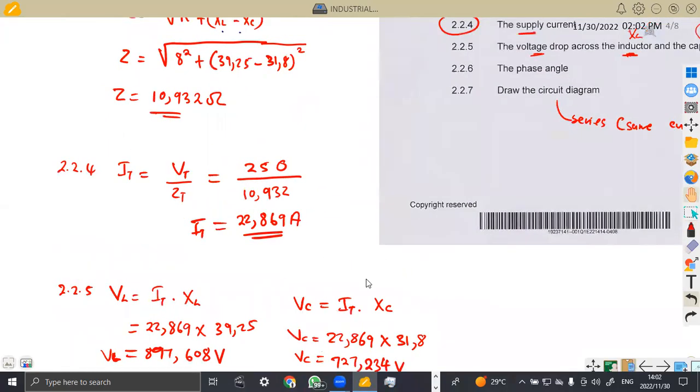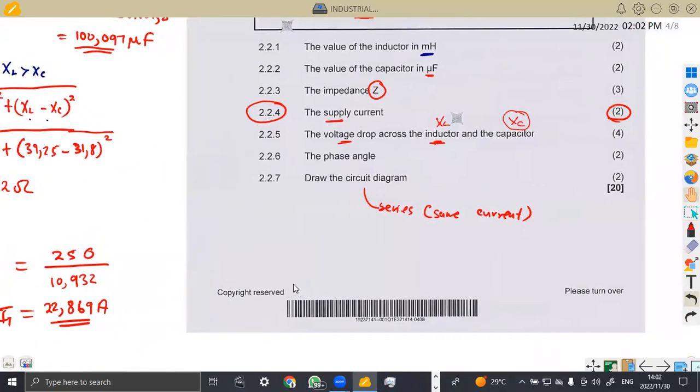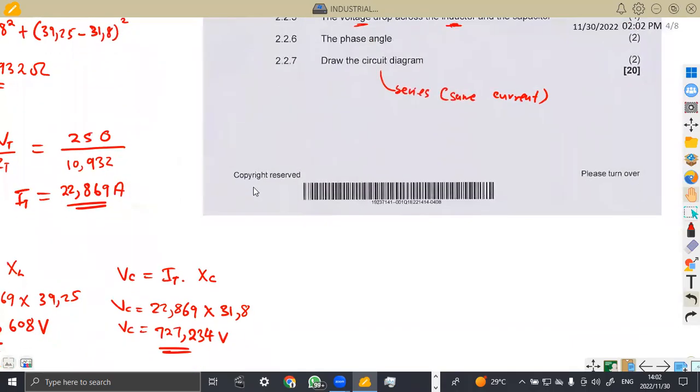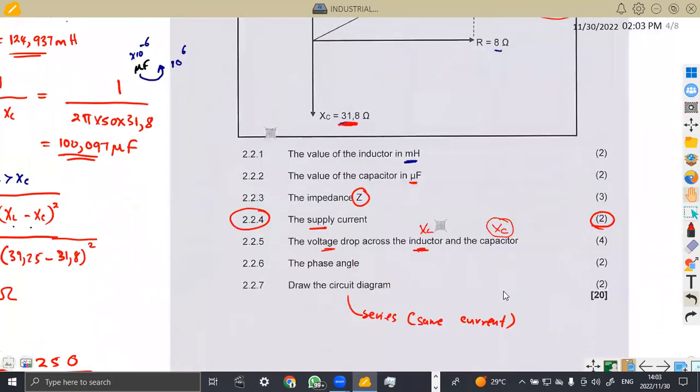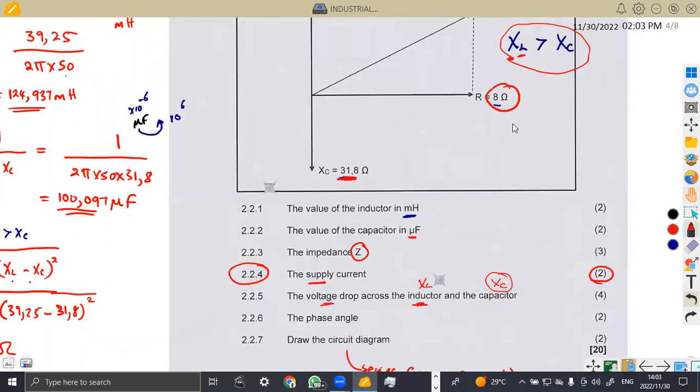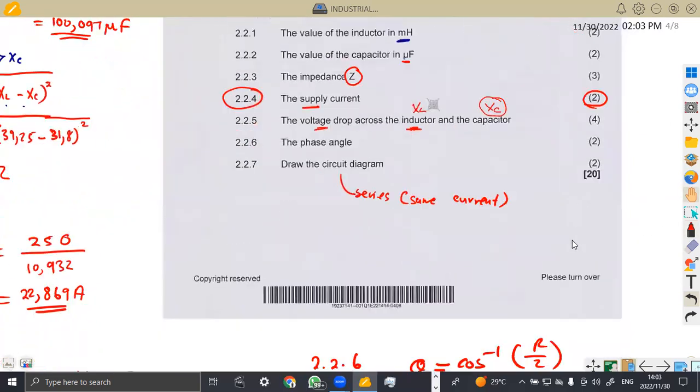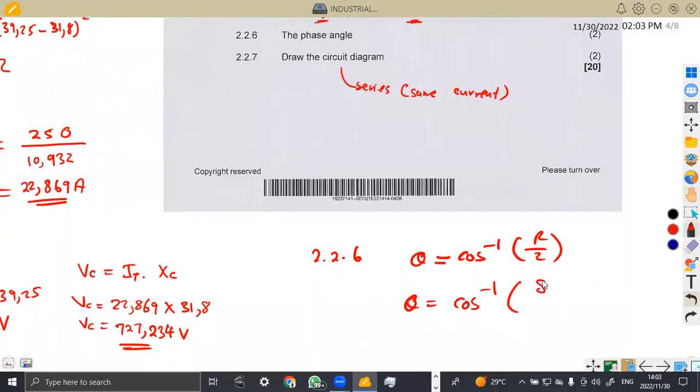Let's move on to the other part, which is 2.26, the phase angle. Whenever you're given the phase angle, I actually advise you guys to use the one for cos, which is this formula. Theta is equal to arc cos of resistance over the total impedance. This is the easiest formula that you can use, guys. Arc cos R over Z. So where is our resistance? Our resistance here is 8 ohms, from the vector diagram. So it is going to be arc cos 8 over the total impedance.